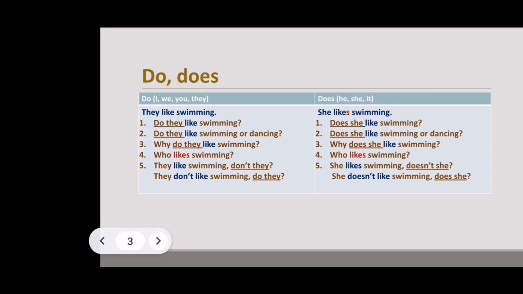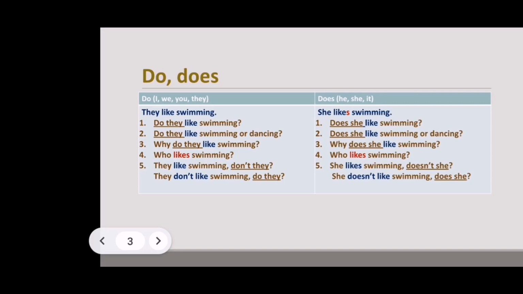If we know how to ask this question, yes-no question, so alternative question will be the same, the beginning. Do they like swimming or dancing? In why questions, we use the question word in front of the do. Why do they like swimming?